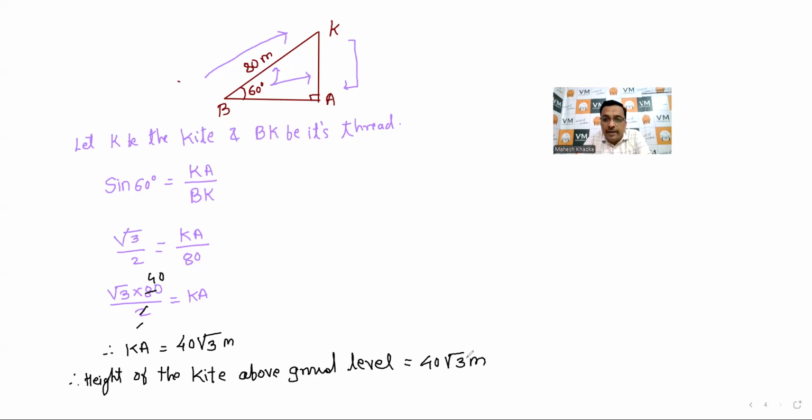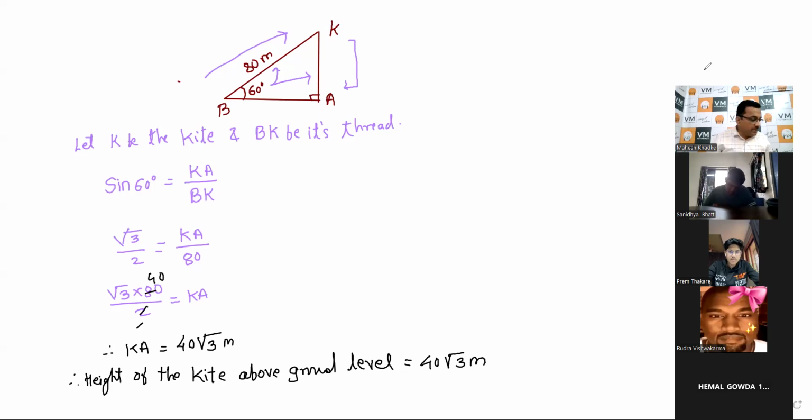So students keep in mind, if the value of √3 is given then only put it up, and if the question asks find the answer up to 1 decimal place or 2 decimal places, then only put up the value of √3. If neither of these is given, then no need to put up the value of √3. Keep the answer as it came. Understood? Okay. Is it clear, Prem? Yes. Okay, Rudra, Sanidhya, Hemal.